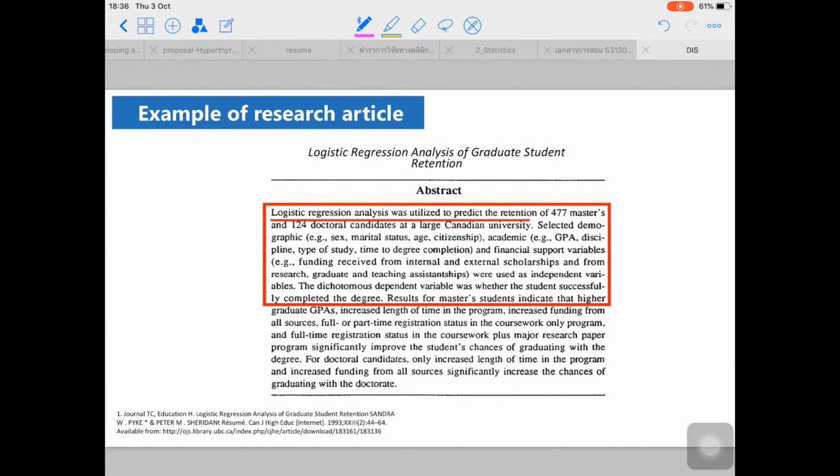And this is an example of a research article. The title is Logistic Regression Analysis of Graduate Student Retention. Logistic regression analysis was used to predict the retention of 477 master's and 124 doctoral candidates at a large Canadian university. Selected demographic, academic, and financial support variables were used as independent variables, and the dichotomous dependent variable was whether the student successfully completed the degree.